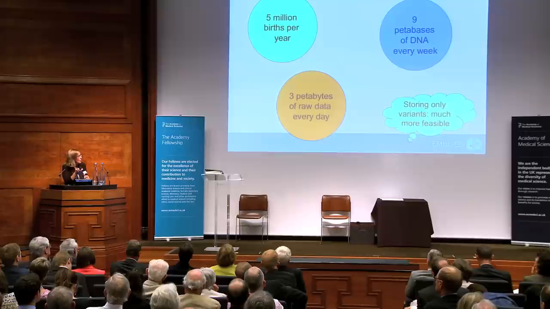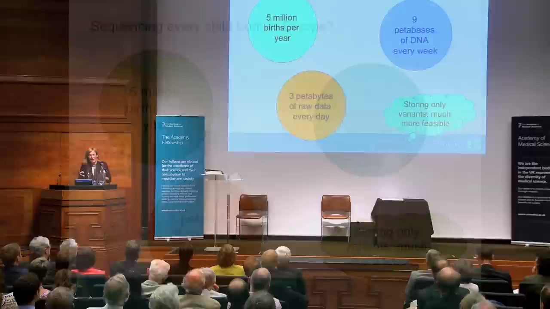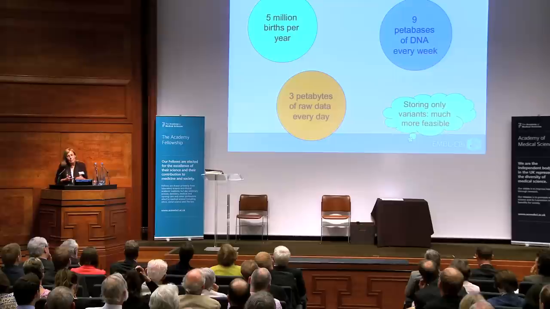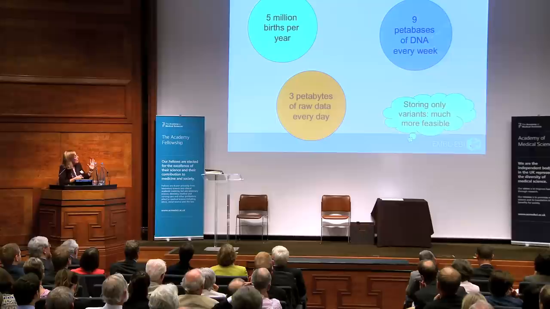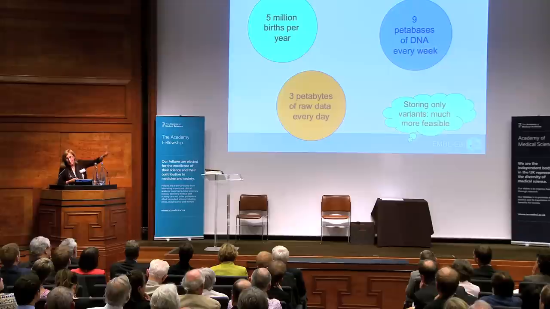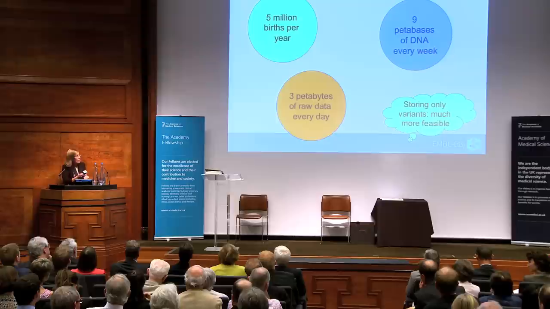So I've already said this will generate 100,000 genomes, which is lots of data. Not too far away, every child born in Europe or in the UK will probably be sequenced as and when is necessary. This leads to a large amount of data. If you look at every child born in Europe, this would amount to 9 petabases of DNA every week. That's large. Frankly, it's not impossible at all. Google has more data than that by a long way. But nevertheless, it's a huge amount of data to be worrying about.